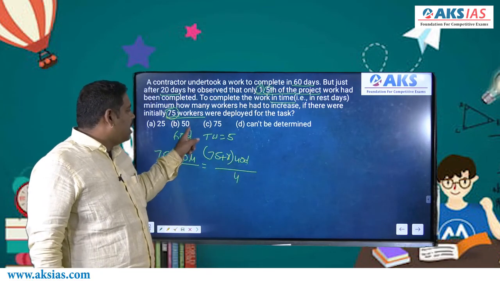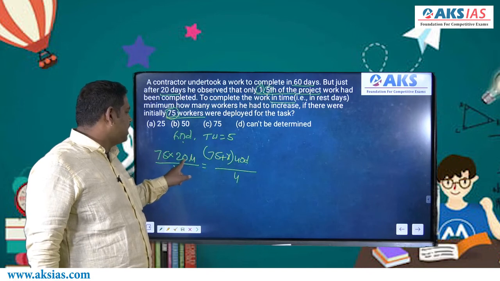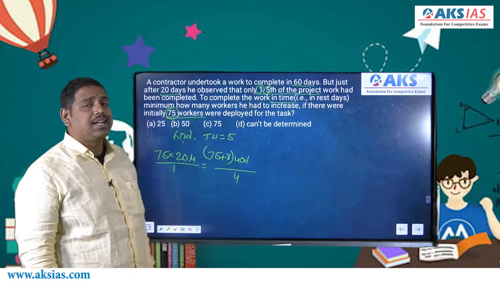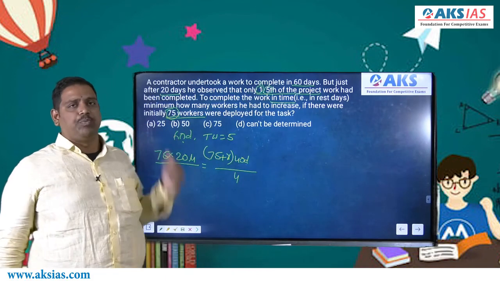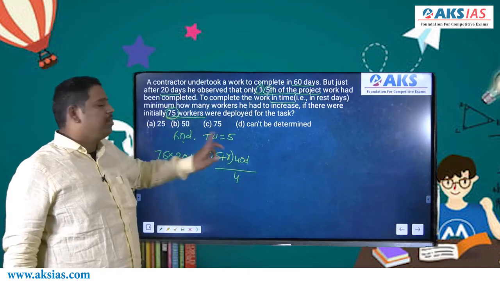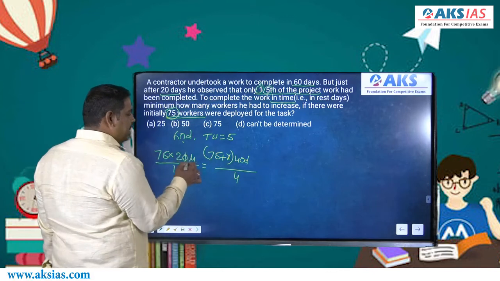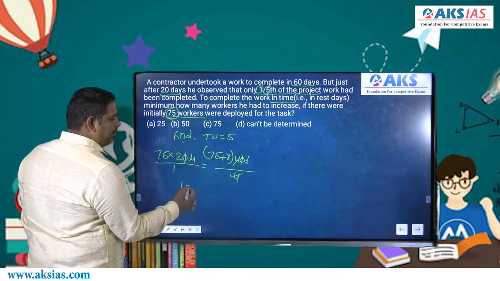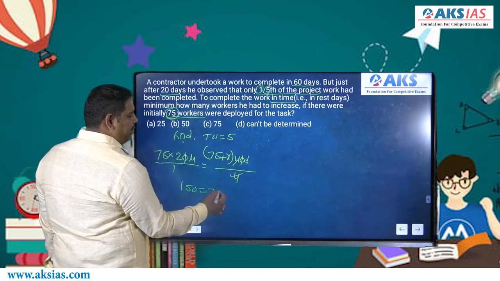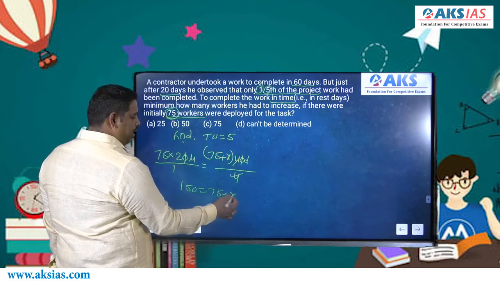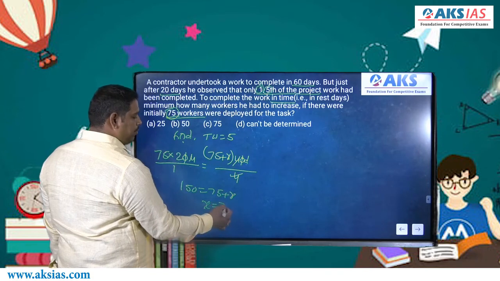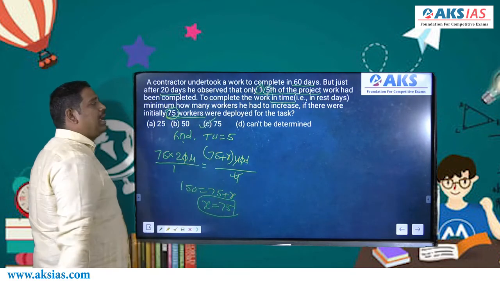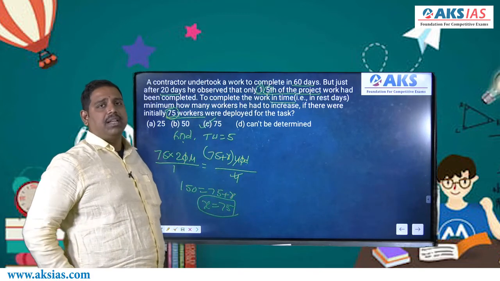So remaining time, right? Already in the 60 days, 20 days are completed now. The remaining is 40 days. He is not asking how many men should work. He is asking how many men should be employed new. That means already 75 are there, 75 plus X. Now if you simplify, the 0s and 4 cancel. Now 75 twos are how much? 150. That is equal to 75 plus X. So X value is how much? 75. So how many more men should be deployed? 75 men should be deployed to do the project in time.